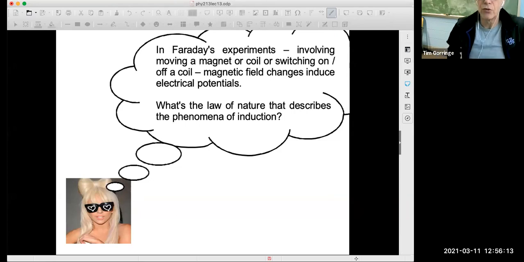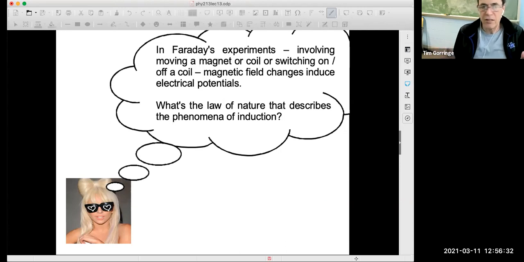What's the difference between positive and negative EMF? How do we predict the sign when moving a magnet towards or away from an electrical source? Yeah, so let me say something about the first part of that question.